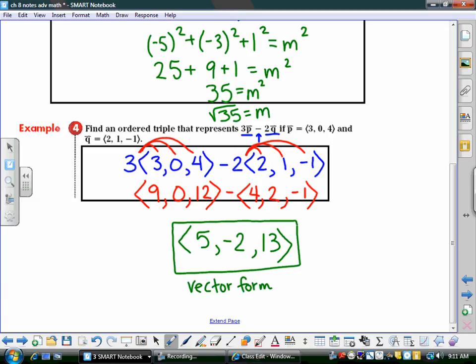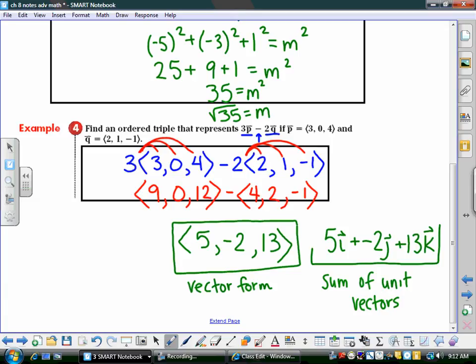We can also write it as the sum of unit vectors. In 2 dimensions, we had i's and j's. This time we're going to have i's, j's, and k's for the z direction. The i, j, and k is something engineers use a little bit more, and the ordered triple is what you're going to see in our class. But you need to know both for the test.